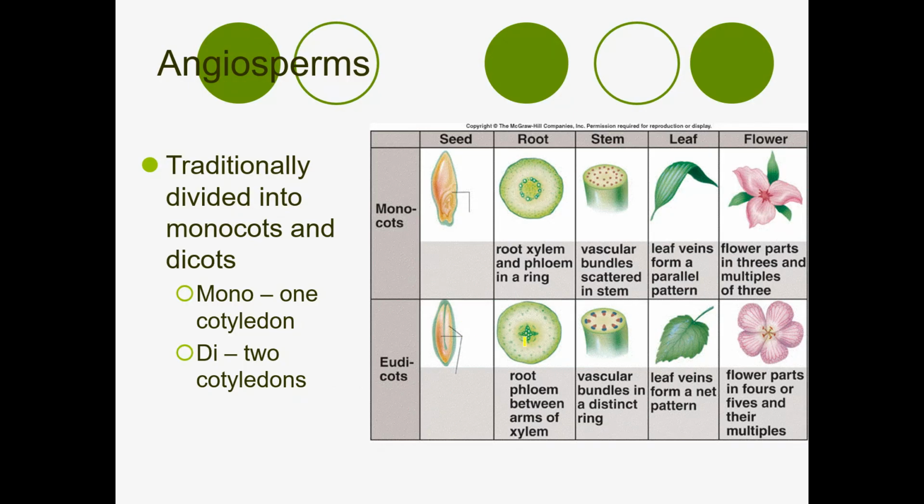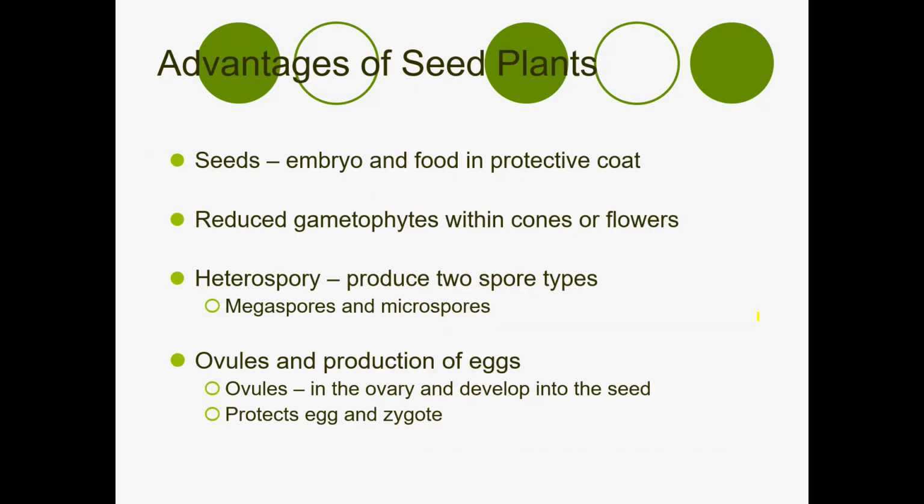If you look at their roots, they have vascular bundles arranged differently. If you look at the stem, their vascular bundles are arranged differently. If you look at the leaf, their veins are different. If you look at the flowers, you can count the flower parts. We're actually going to dissect a flower, and we'll take a look at that and kind of determine if it's a monocot or a dicot.